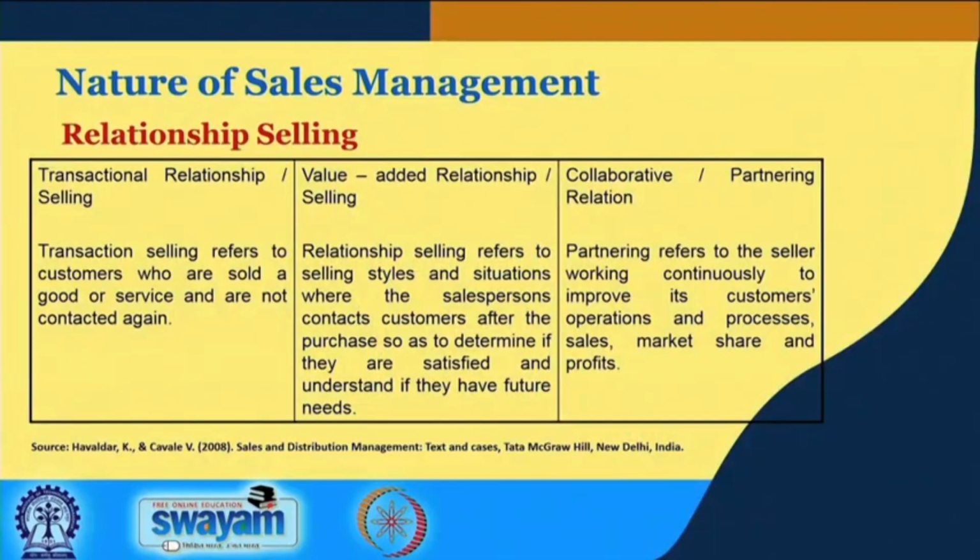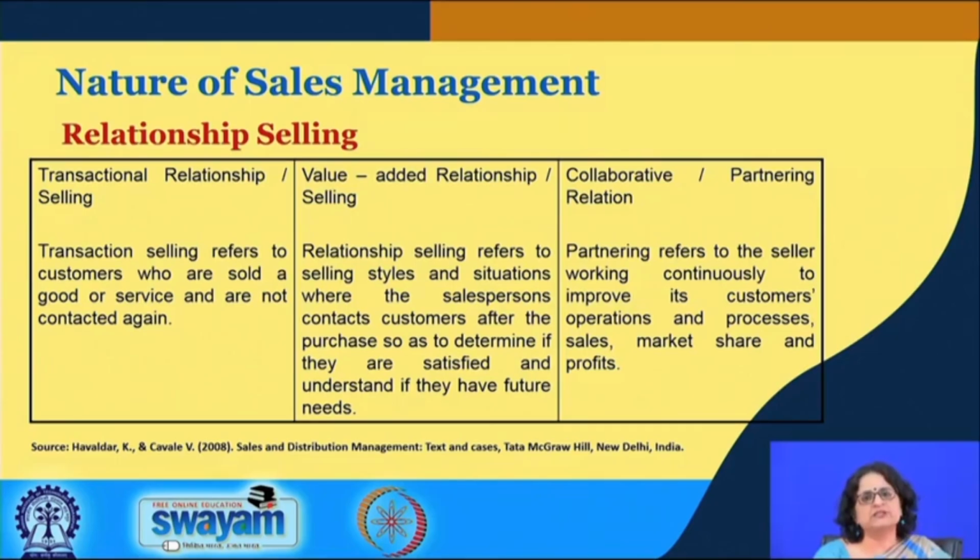The second kind of selling which we talk of as a relationship is value added relationships, a selling style or a situation where the salesperson contacts the customer after the purchase so as to determine if the customer is satisfied with the product and if he needs anything else or has any requirements in future. And then we have the collaborative or partnership, which is moving much beyond, where the seller enters into a long-term partnership or a contractual agreement with the buyers. We see this especially in the case of B2B scenarios, and here he works continuously to improve his customers' operations and processes.